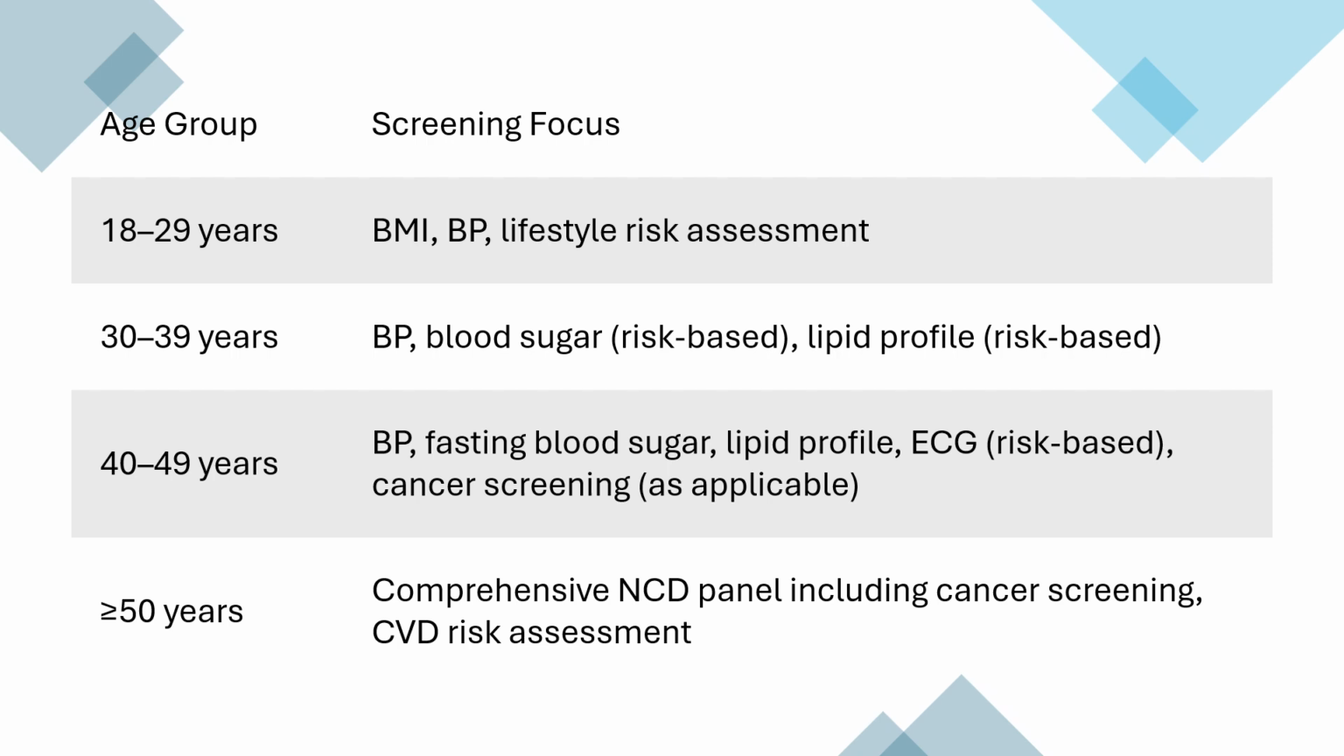It can be done age group wise. For 18 to 29 years, BMI, BP and lifestyle risk assessment should be done. The organization should have a policy that includes these things. For 30 to 39 years, BP, blood sugar and lipid profile should be screened. For 40 to 49 years, BP, fasting blood sugar, lipid profile, ECG and cancer screening should be done. For 50 years and above, a comprehensive NCD panel including cancer screening and CVD risk assessment needs to be done.